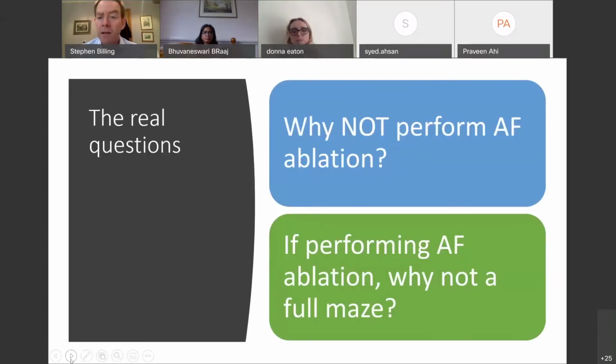So to my mind, this is the question really that we ask when I see a patient with atrial fibrillation. It's not should I perform, but is there any reason why I wouldn't perform an AF ablation? And if you're going to perform an ablation, why not do a full maze? I think the compromise procedures are limited.